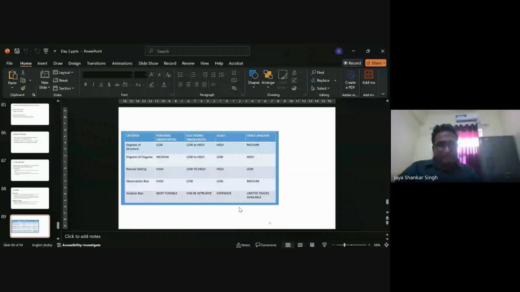Electronic, again, low to high. Audit, the degree of disguise is very low, because the people who are coming to audit, all the data has to be provided to them. So there's nothing to disguise in audit. In trace analysis, the disguise is very high. If you're tracing some events, you're trying to figure out the reason for, or trying to find some physical evidence, the disguise has to be very high in trace analysis.